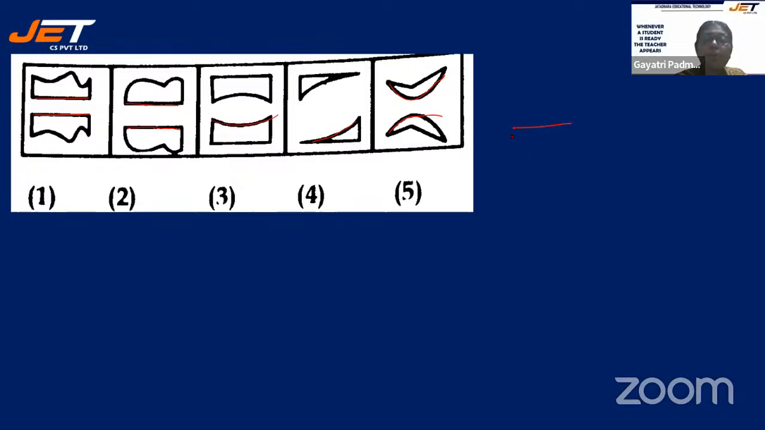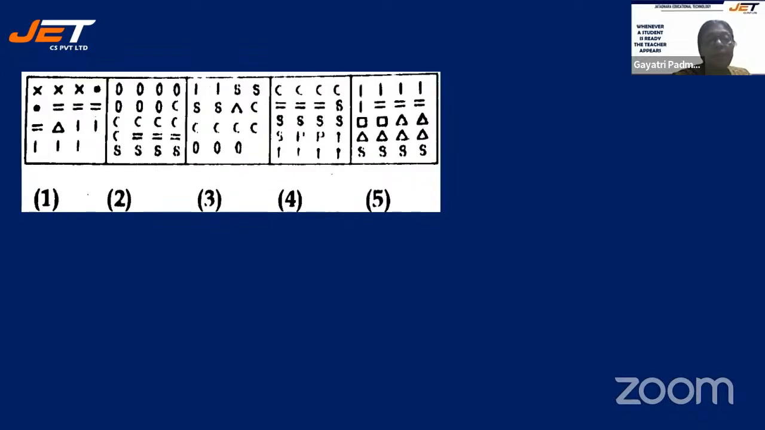So what should be the opposite for this? The mirror image must be like this, isn't it? See here, but it is different, right? That is why your option 3 is the odd one out. All right, now let's move on to the next question.